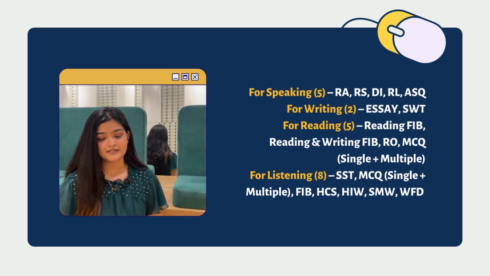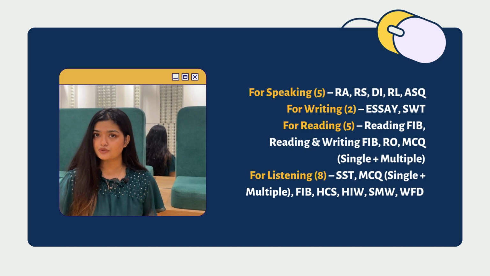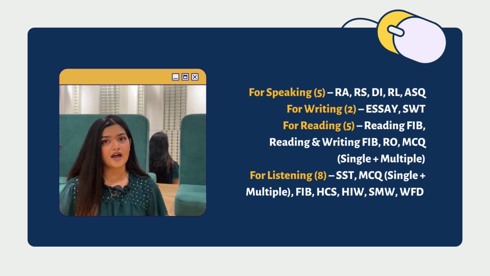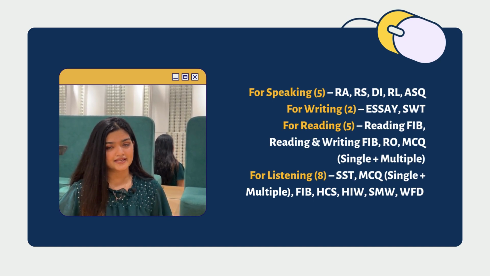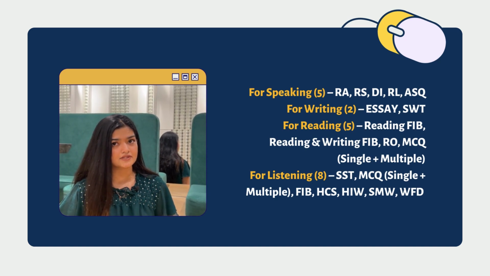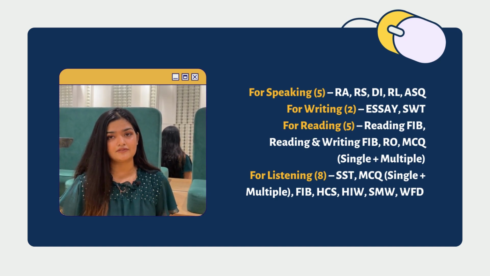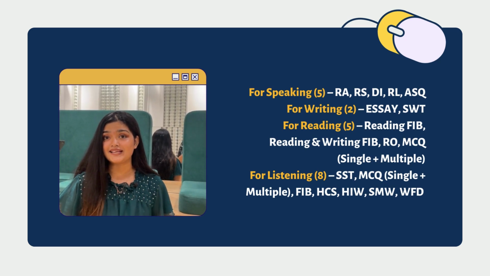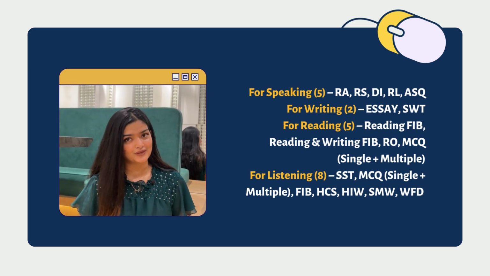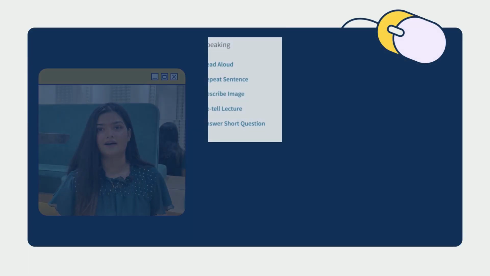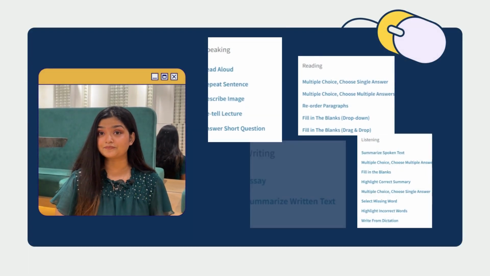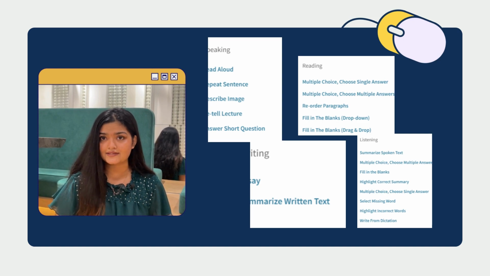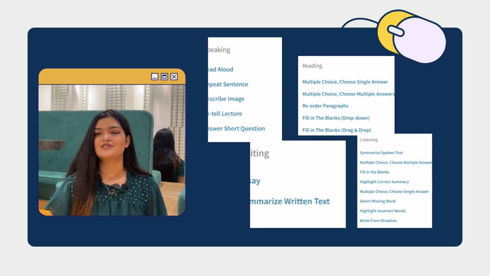Then moving on to the second section, that is writing. There we are covering 2 topics: essay and summarized written text. Then moving on to the reading section, we have exactly 5 topics. There is reorder passage, multiple choice questions with multiple answers as well as single answers, and reading fill in the blanks as well as reading and writing fill in the blanks. And the last section is listening, which covers 8 topics, starting with summarized spoken text, then fill in the blanks, highlight correct summary, highlight incorrect words, multiple choice question with multiple answers, multiple choice question with single answer, select missing word, and lastly write from dictation.